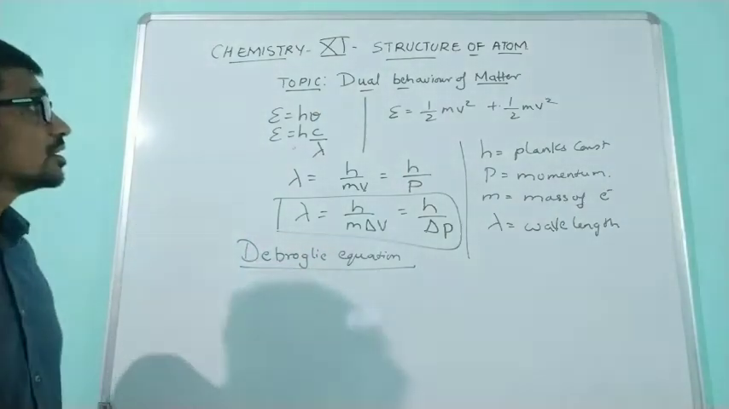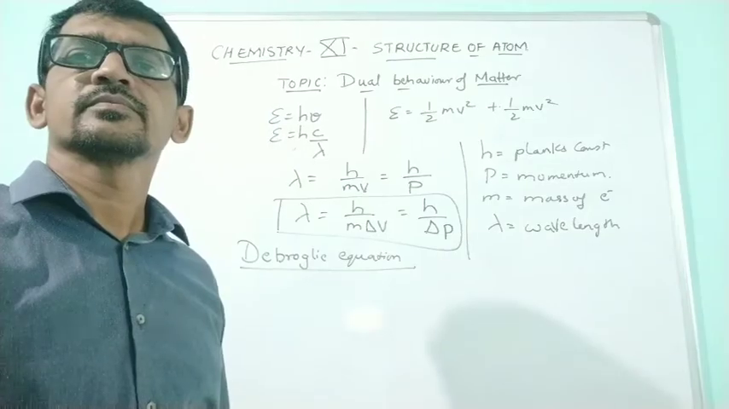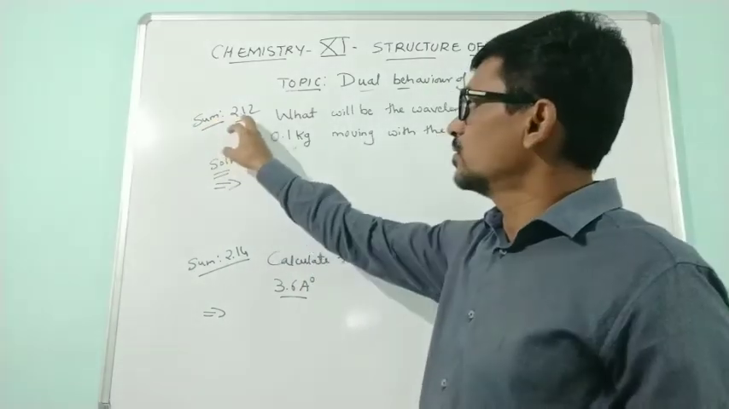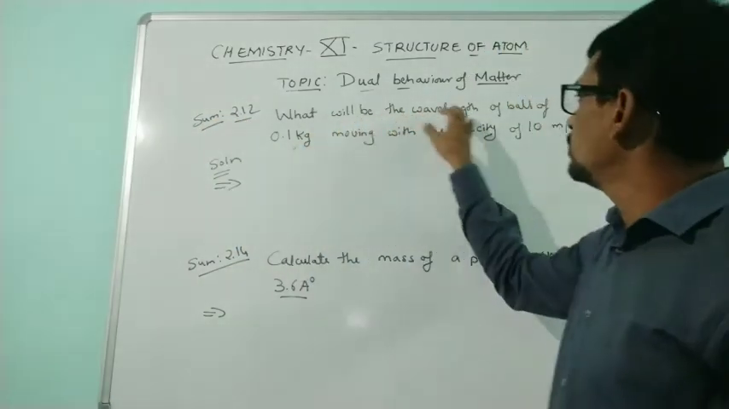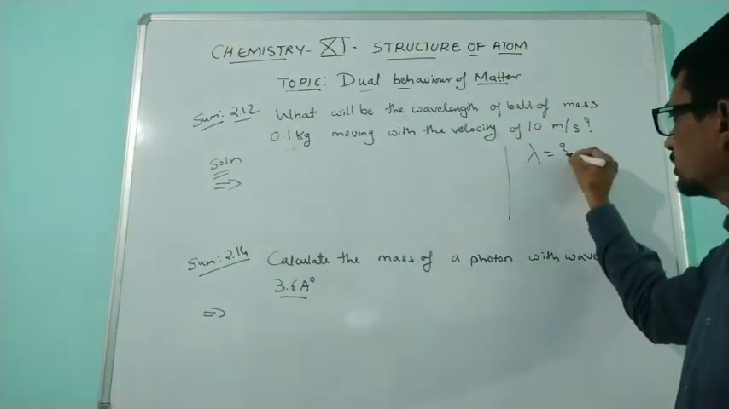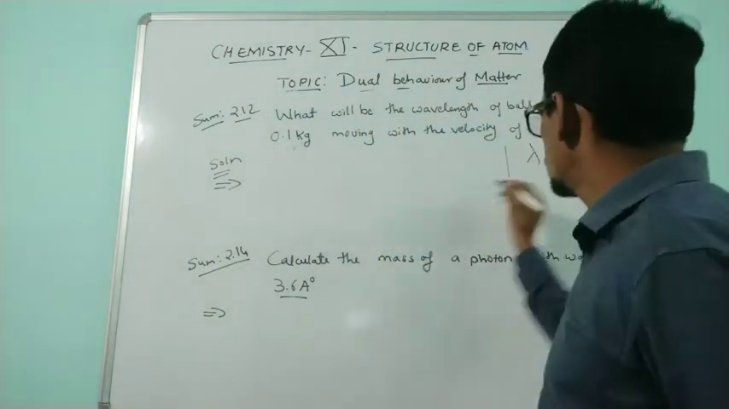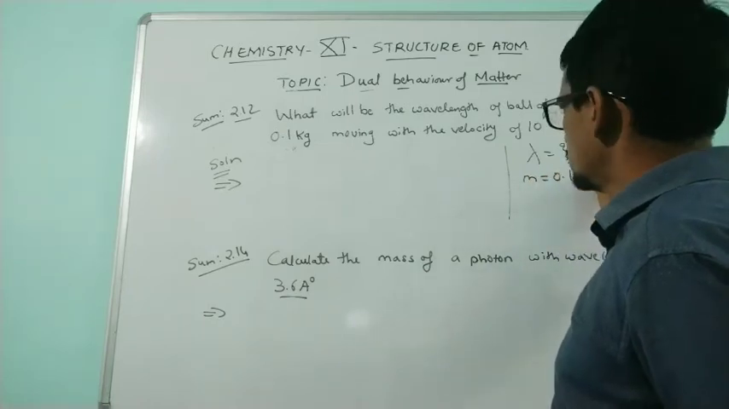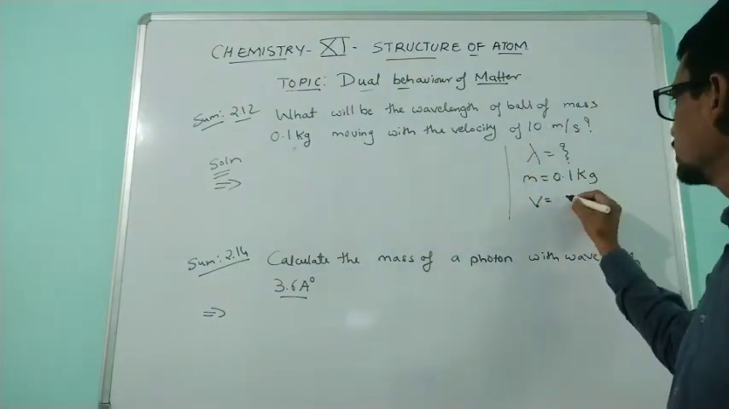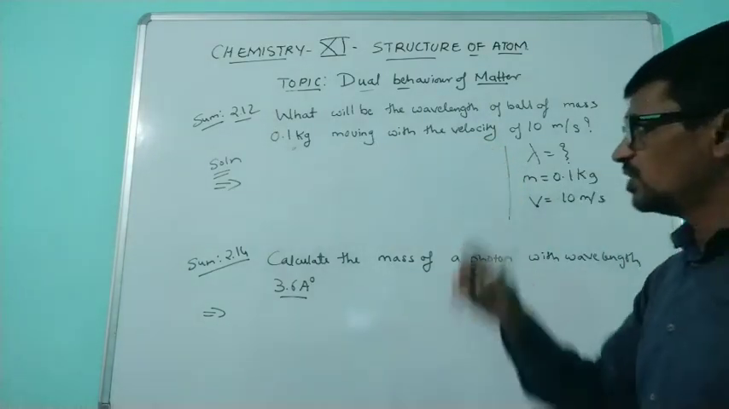We come to the sum related with the dual nature of matter. Sum number 2.12. What will be the wavelength of a ball of mass 0.1 kg moving with the velocity of 10 meter per second? So we have to find the wavelength λ. Mass is given 0.1 kg, velocity is given 10 meter per second.